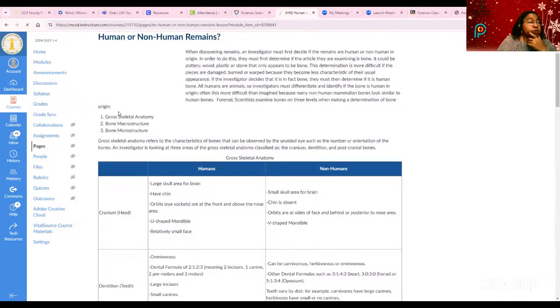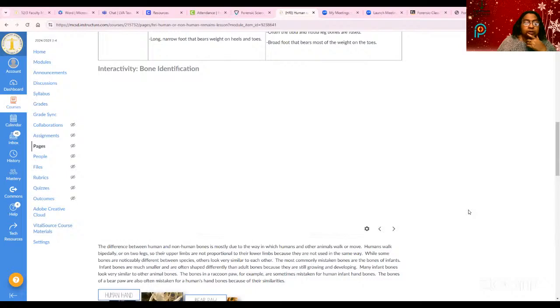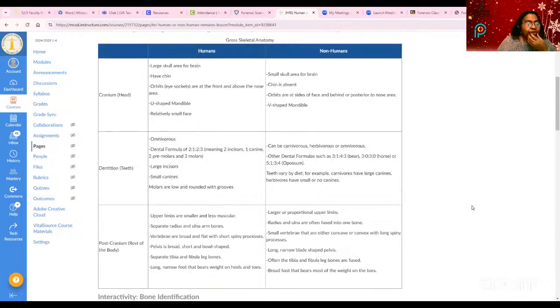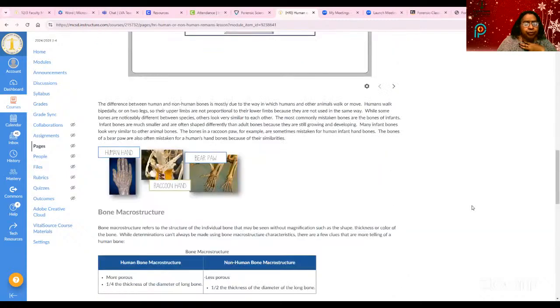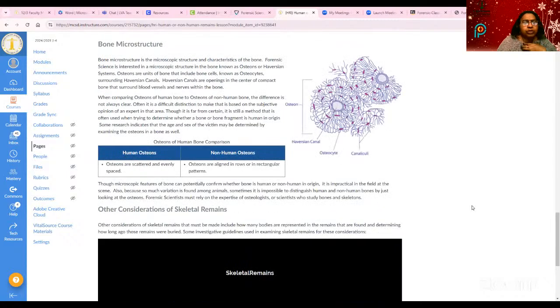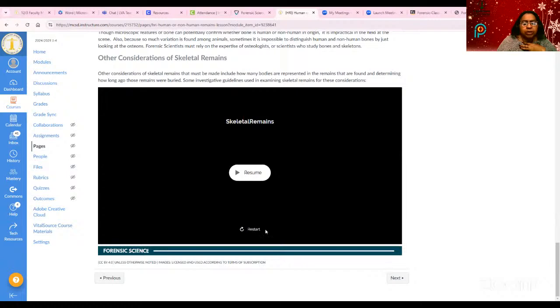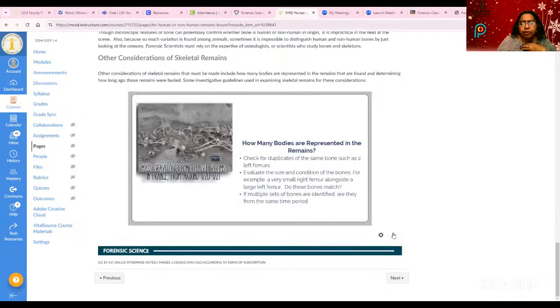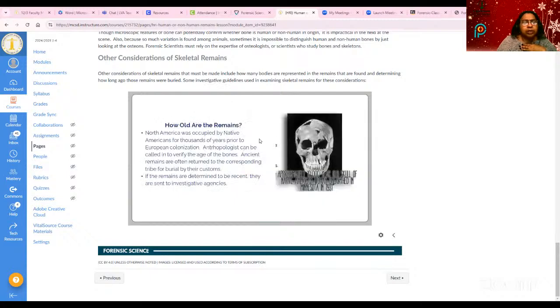All right, so this is what I was saying. Make sure that you know this chart right here. What does it tell you? What do the teeth tell you? What does the cranium tell you? Don't worry about microstructure. Okay, so yes, go through and look at things like that.